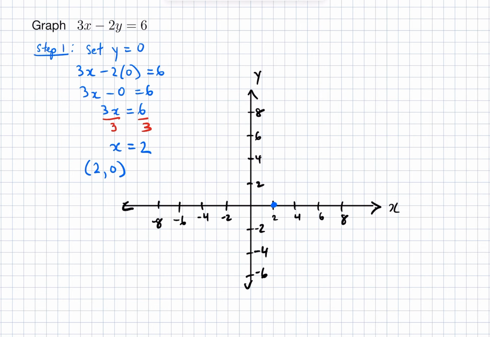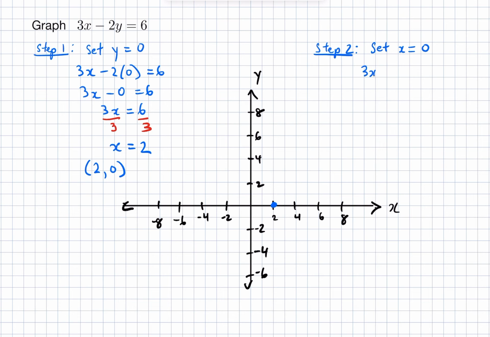Okay, and then we go on to step 2. Since we set y equal to 0 in step 1, in step 2 we're going to set x equal to 0. So we say set x equal to 0. And then we go ahead and plug that into the equation.